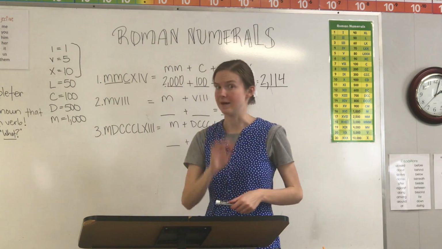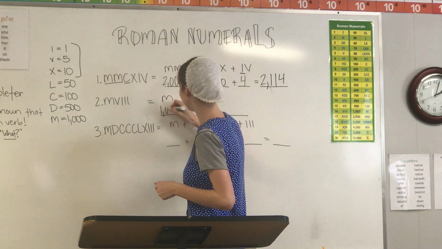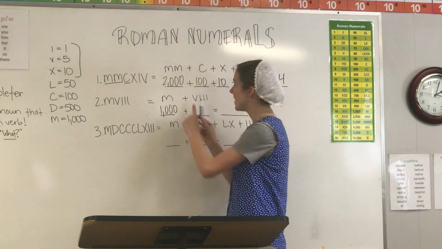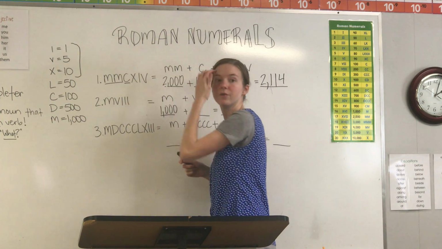Let's go to number two. MVIII. Okay, M equals what? 1,000. Go ahead and write 1,000. All right, now let's go here. Now this is where we just figure it out. You can look in your box, but you can also figure it out if you know these.